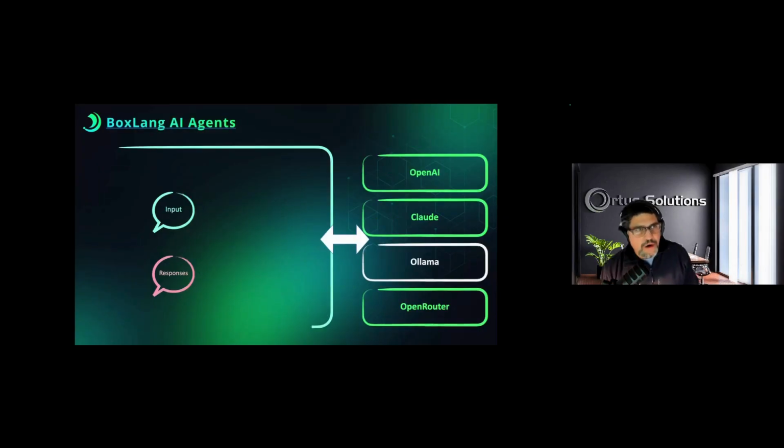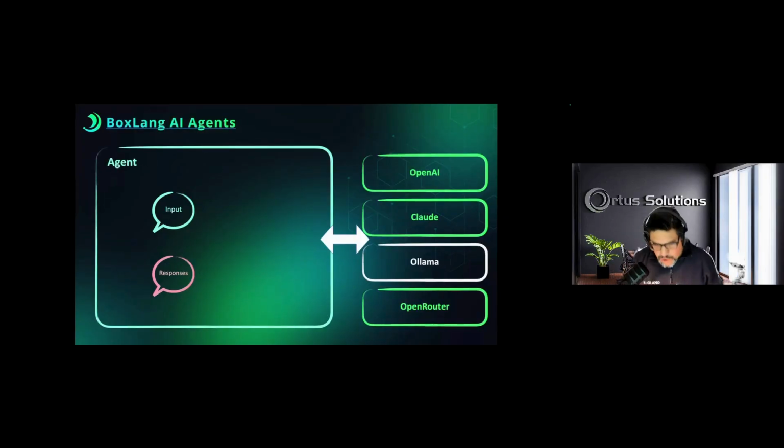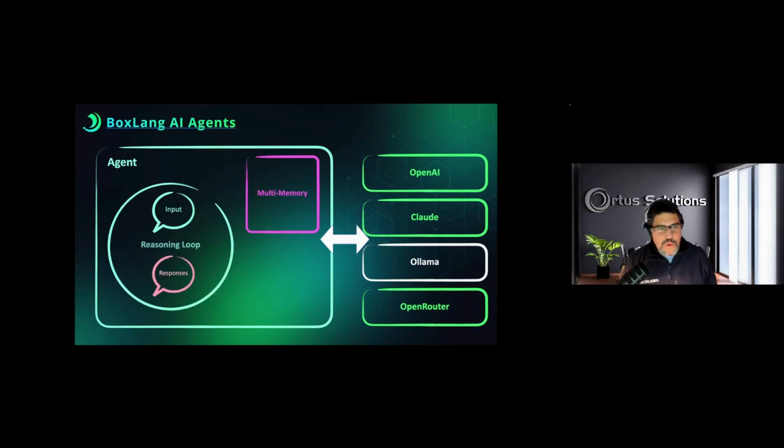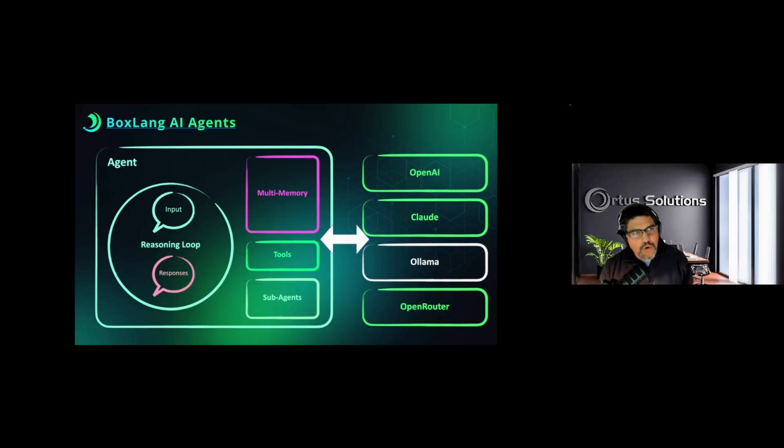And of course, our BoxLang AI agents to give you all this orchestration. So we've added that capability to have that reasoning loop for input and responses. We've given you the ability to have multi-memory. So not only one memory, but multi-memory, and the ability to have tools and sub-agents and be able to organize and orchestrate with different large language models. So BoxLang AI agents is really a great orchestrating tool, and you'll see how easy it is to put one together.